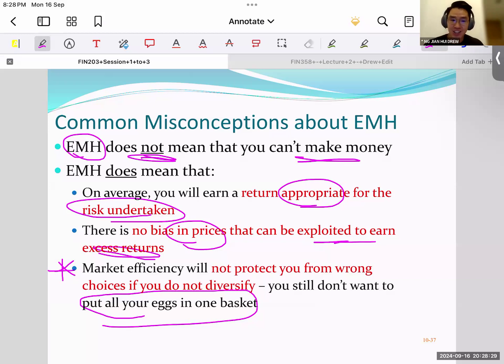This is called diversification. So the efficient market hypothesis says that this is only true if your investment is fully diversified. So if you do not diversify, the efficient market hypothesis does not protect you from making the wrong choice. Right? So you cannot say, based on the efficient market hypothesis, that market information is useless. This is only true if you have fully diversified your portfolio.